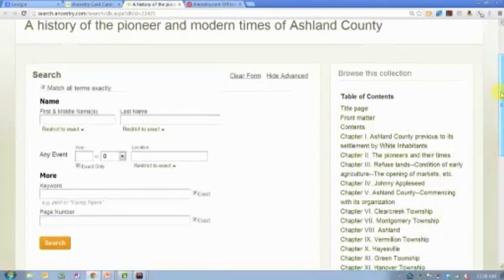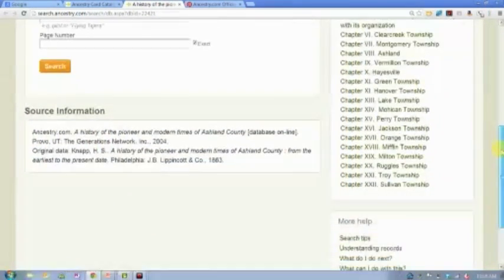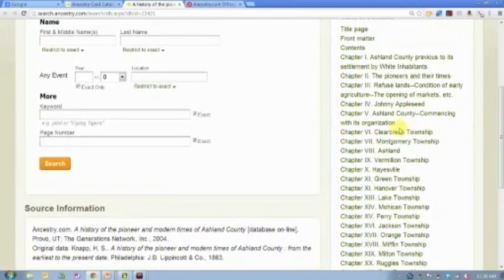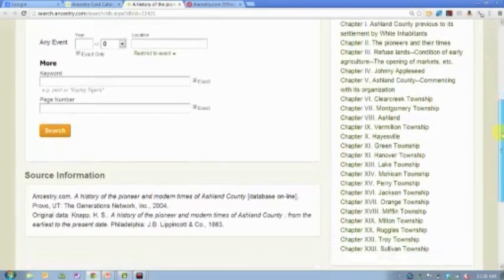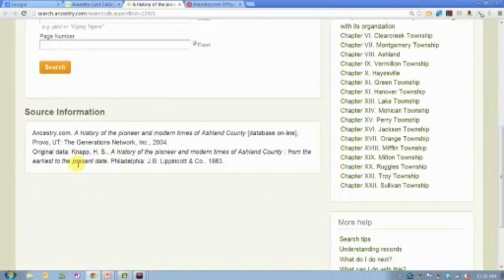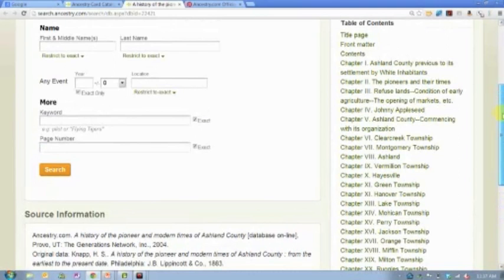You'll notice over here on the right hand side I can browse it by chapter. I can look at the table of contents. I can check the end of it and see if there is any kind of an index. If I knew that my family was from a specific town in that county, I could just jump right to the chapter for that location. If you scroll down again past that search box, you can actually see when the original book was printed. In this case, the original book that this is a digital copy of was printed in 1863. So that gives you an idea of the time period that it covers.